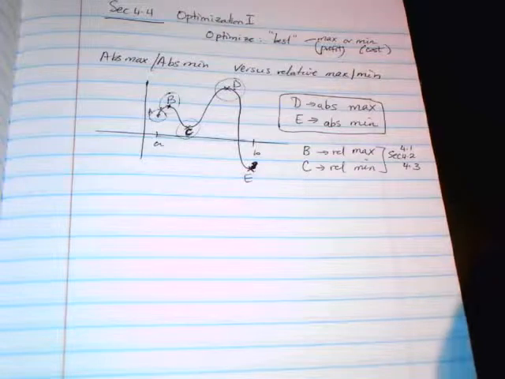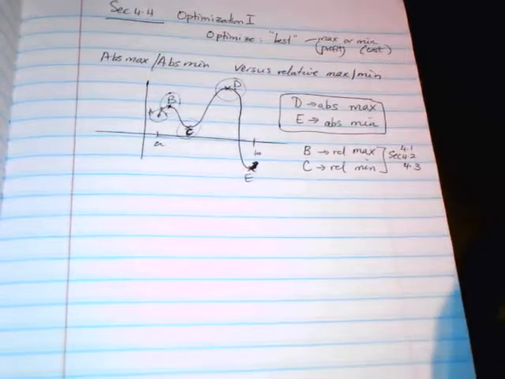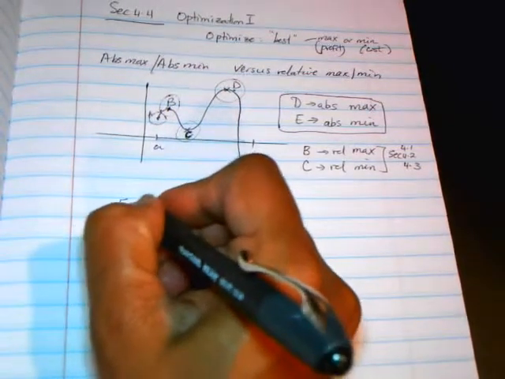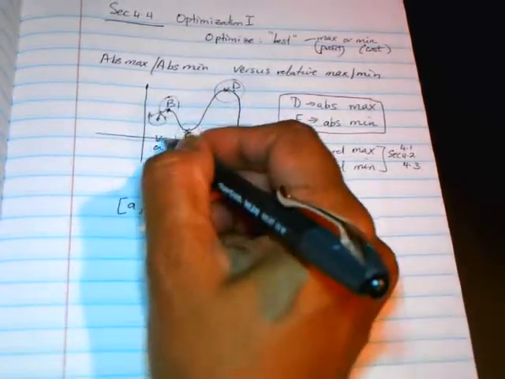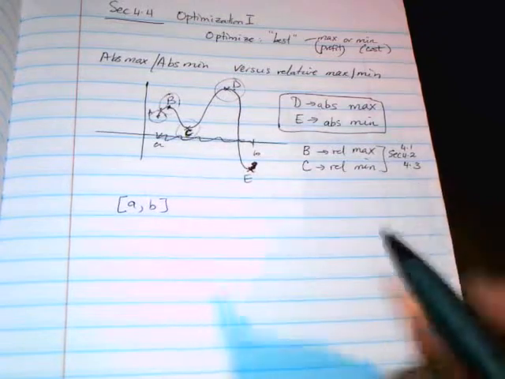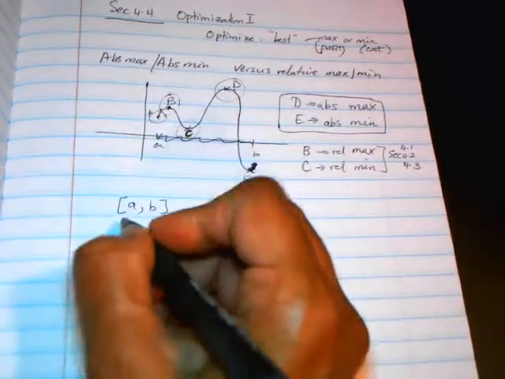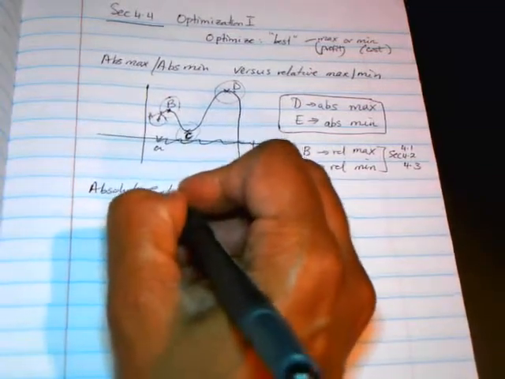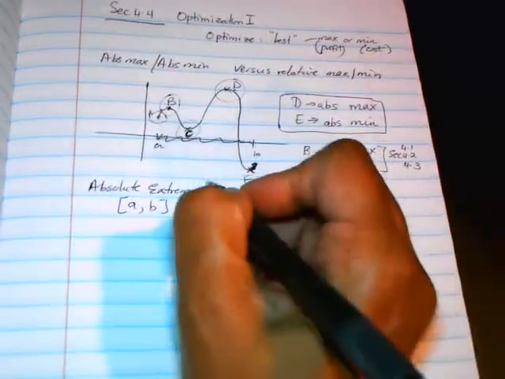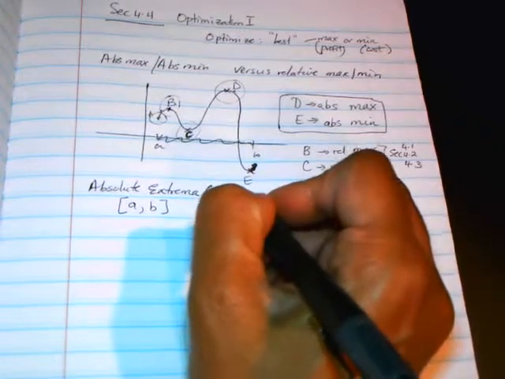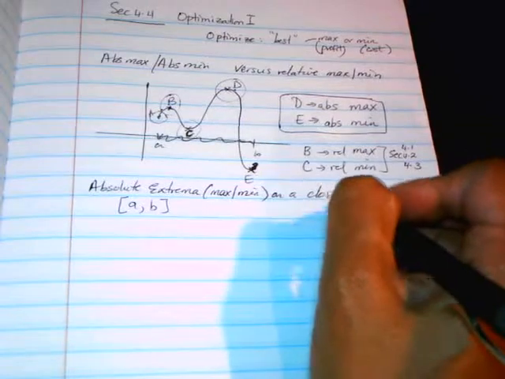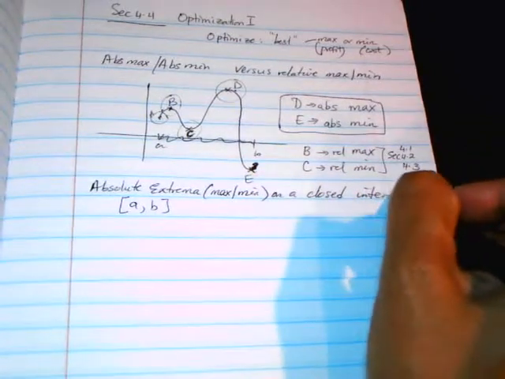Our goal is to figure out how to find absolute max and min, and we'll be doing so in the case of a closed interval. So what I mean by closed interval is the interval A to B on the x-axis. That's the closed interval when we're trying to find absolute extrema. That's absolute max and min on a closed interval AB.